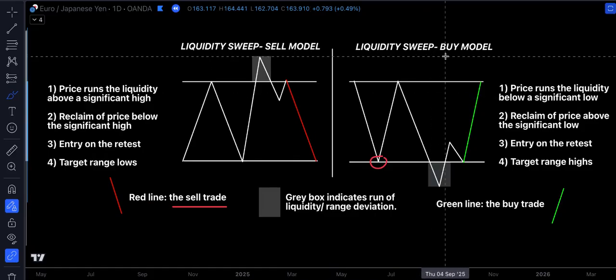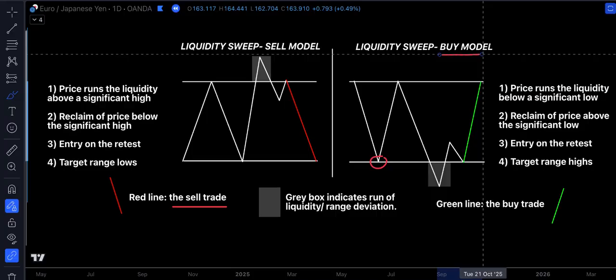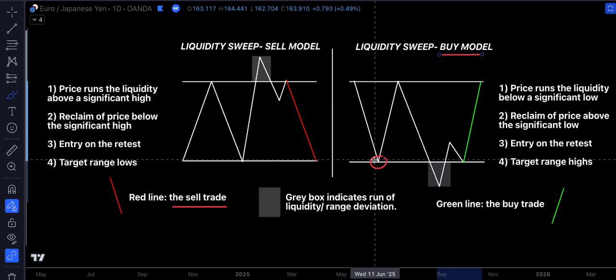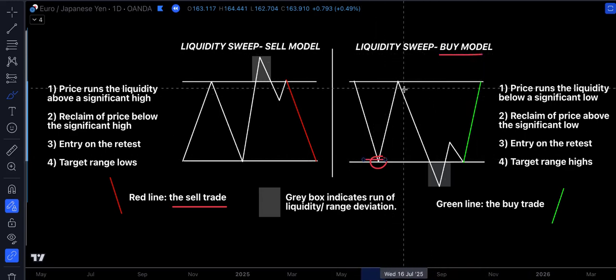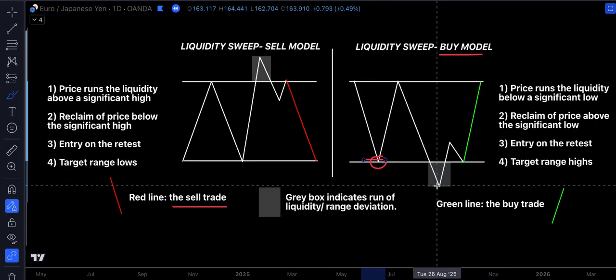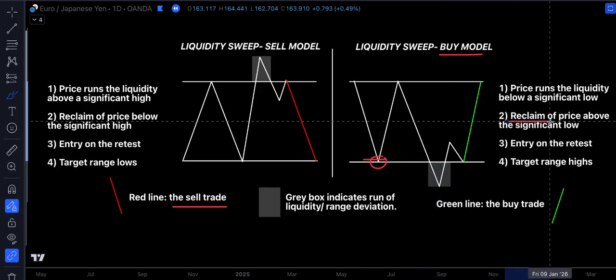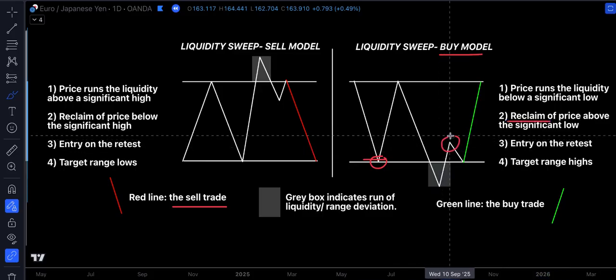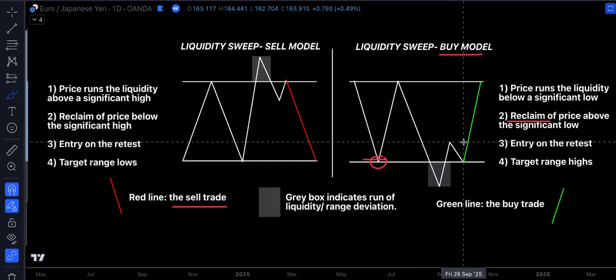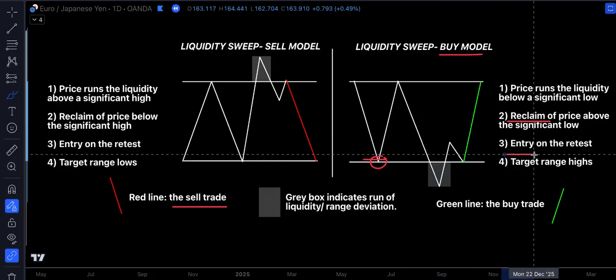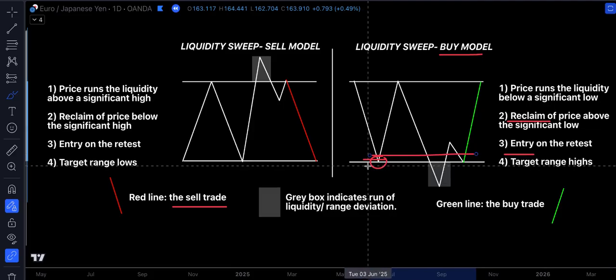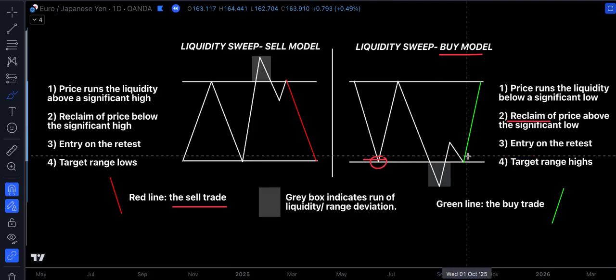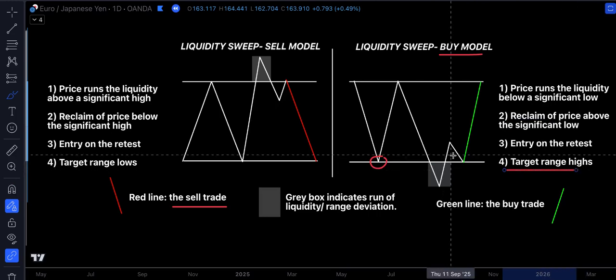Okay, so now let's look at the buy model, where we want to see price run the liquidity resting below a significant low. So for example, this is the significant low right here. We want to see price trade below the significant low. This is a deviation or a run of liquidity. Then we want to see a reclaim of price back above the significant low. So that's this right here. We trade back above and we're holding above, and then we can look at entries on the retest around the significant level, okay? And then we're going to look to target range highs.